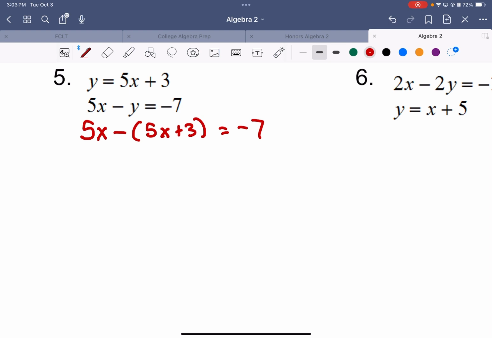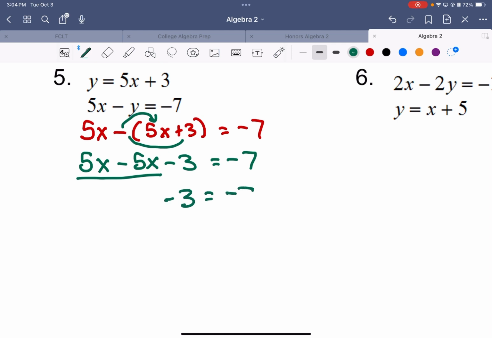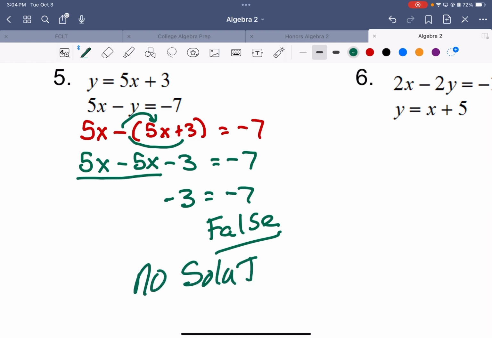Now, this is why it's so important that you put it inside parentheses. Because the first one I leave alone, but now I need to distribute that negative. Negative times 5x is negative 5x. Negative times 3 is negative 3. That's got to be negative 7. Combine like terms. 5x minus 5x, that goes away. That gives you negative 3 equals negative 7. This is false. Negative 3 doesn't equal negative 7. So therefore there are no solutions to this.